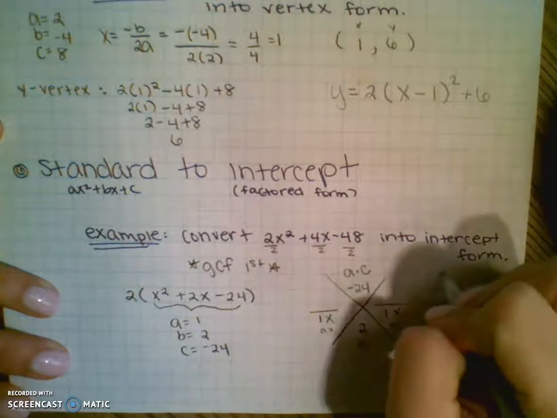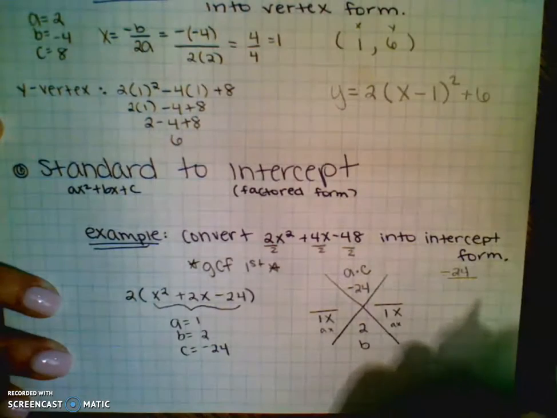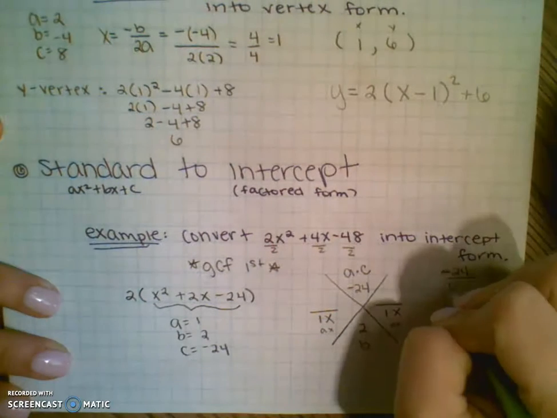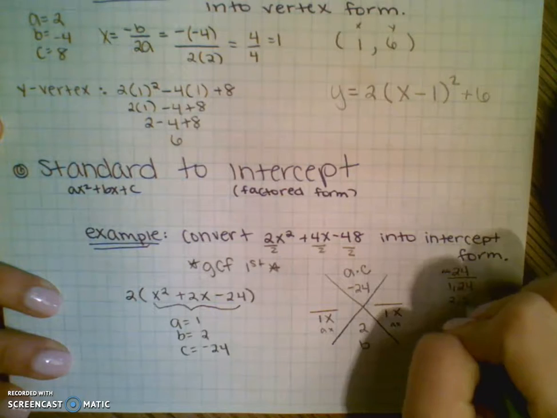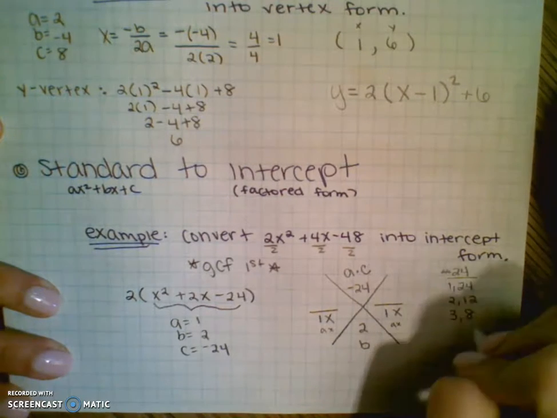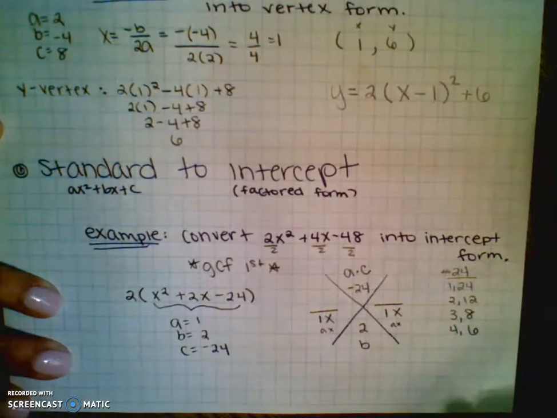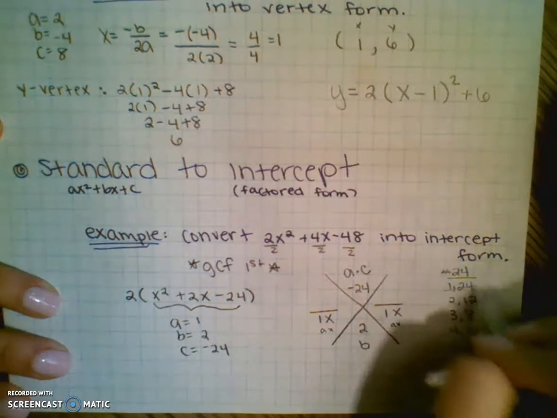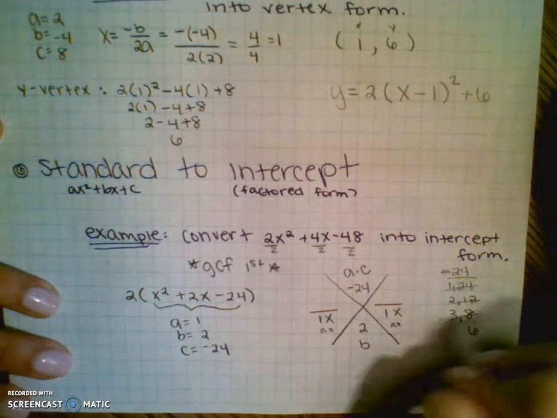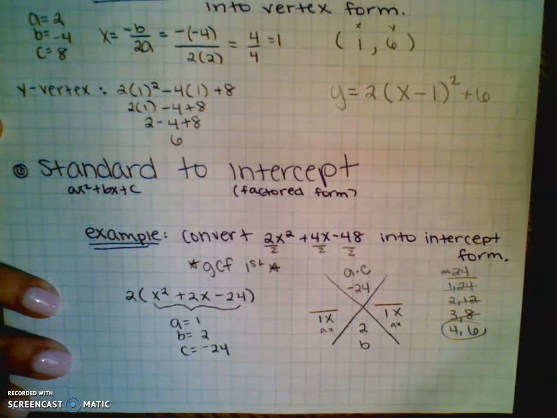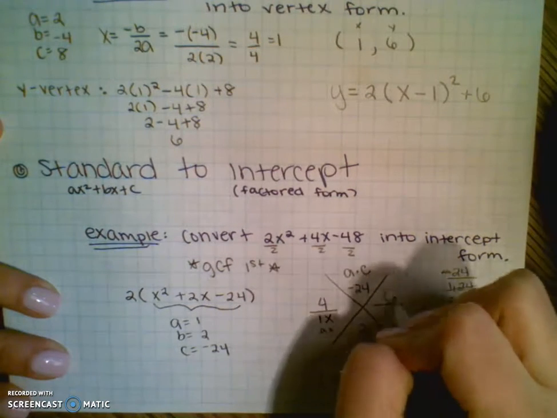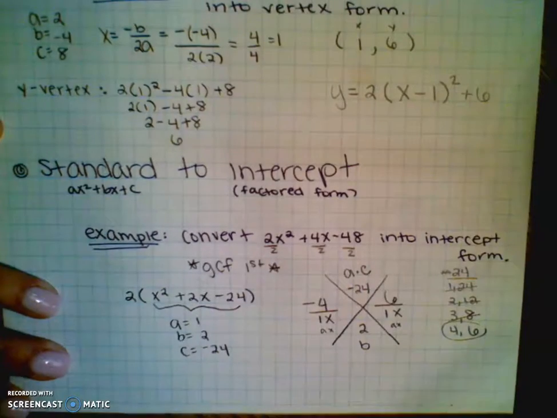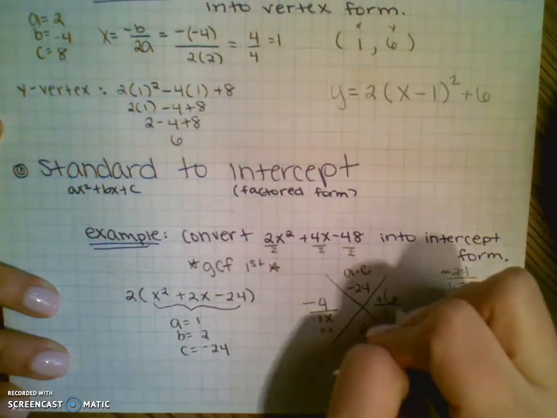So I need my factors of negative 24. I'm going to ignore the negative sign for right now. I'll deal with it later. 1 and 24, 2 and 12, 3 and 8, 4 and 6. All of those make 24. Which one can make a 2? That can't make a 2. No, no. This one can. So I need a 4 and a 6. But to make a positive 2, it has to be 6 minus 4. So that one's positive, that one's negative.